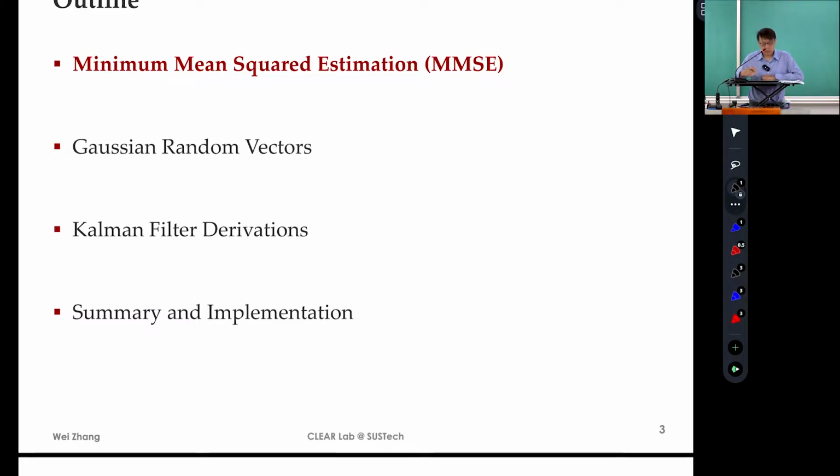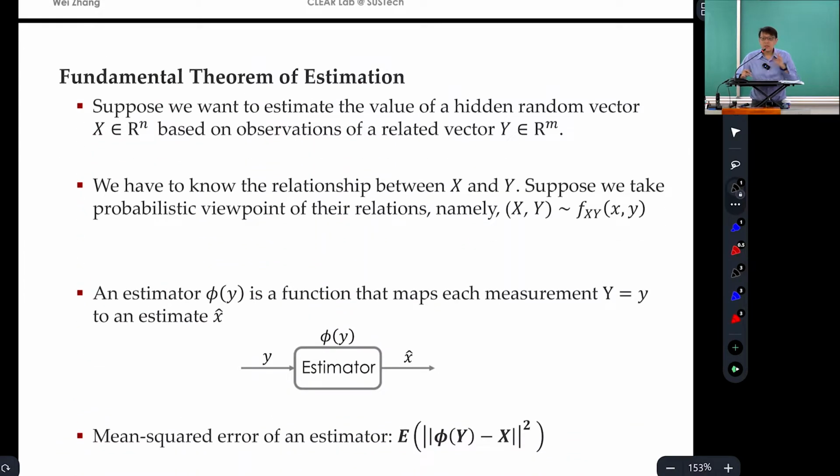Okay, let's jump directly to minimum mean square estimation. Let's jump out of the box and think in general. We have a general problem. Suppose we want to estimate the value of a hidden random variable. What do I mean by hidden? Cannot directly measure. Exactly, so I cannot measure it. I can only guess its value from another observation that I can directly measure.